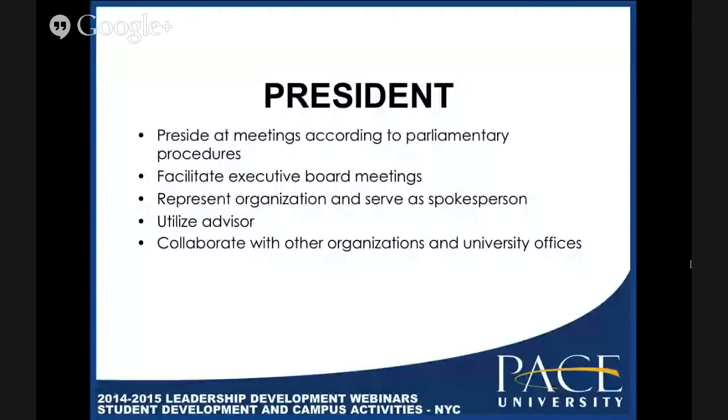Duties of the President include leading Executive Board and general meetings using the appropriate procedures, representing the organization at university programs, and serving as the group's spokesperson who collaborates with other organizations and departments. It is important for the President to develop a strong working relationship with the group's advisors and to ask for assistance when it is needed.